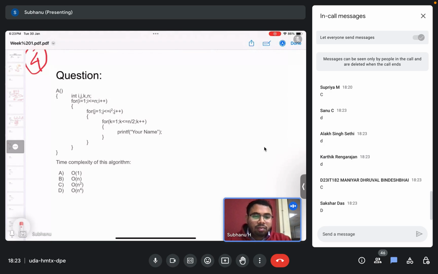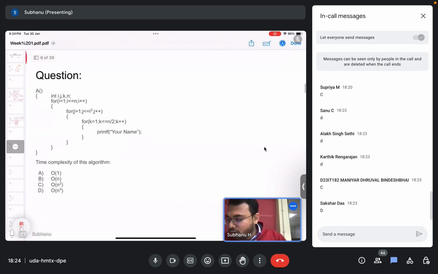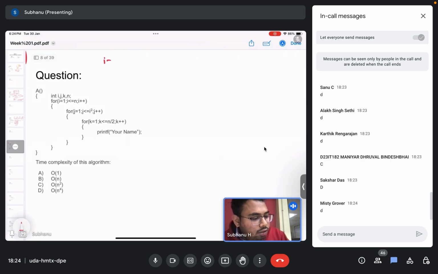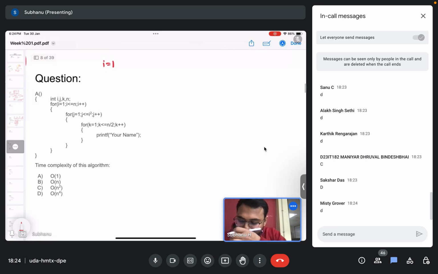Okay, from your group, some people are giving the answer C and some people are also giving the answer D. So I will request everyone to try in the same way I have already showed you. Like, if this is a question, try from i is equal to 1. So what will be the case when i is equal to 1?